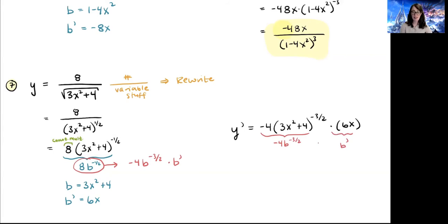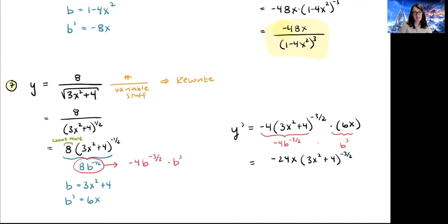Now simplifying this, it's going to follow the same format that we've been doing, where we'll look and see, okay, is b prime a single term? If so, we probably want to combine it with the number that's out in the front. So negative 4 times 6x is negative 24x. Then we've got 3x squared plus 4 to the negative 3/2.